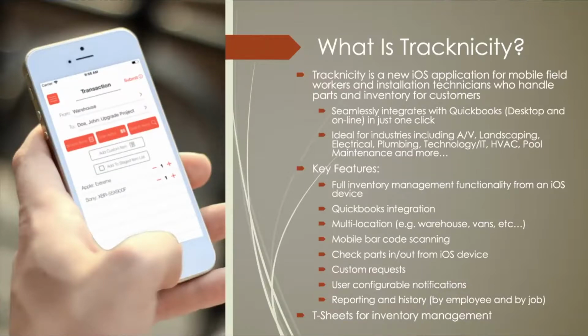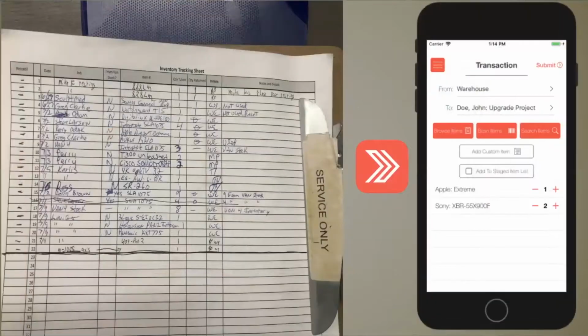Many of you with mobile users will be familiar with T-Sheets. T-Sheets changed our business about 5 years ago. And so when we started developing Tracknicity, we said we want to do to inventory management what T-Sheets did for time tracking. We wanted it to be very cost effective. We wanted it to be very simple to use. We wanted it to be iOS and Android based. We didn't want special hardware, and we wanted it to integrate with QuickBooks. And that's how we ultimately arrived at Tracknicity.